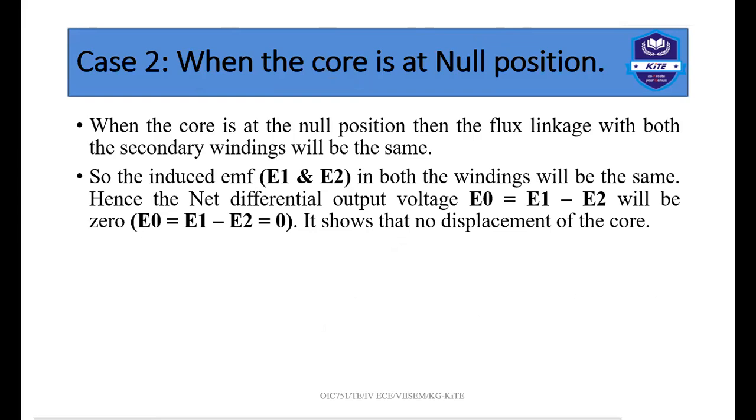So case 2 is when the core is at the null position. What is the null position here? When the core is at the null position, the flux linkage with both the secondary windings will be the same. So what happens to the induced EMF here? E1 will be equal to E2. So this represents the null position. Obviously, the output here will be 0. So it shows that there is no displacement of the core. That is what is happening in case 2, when the core is at the null position.